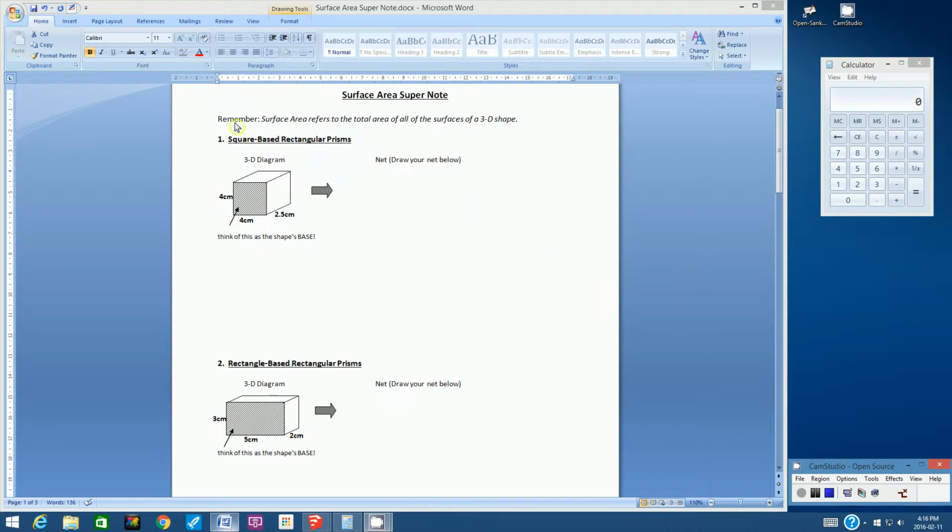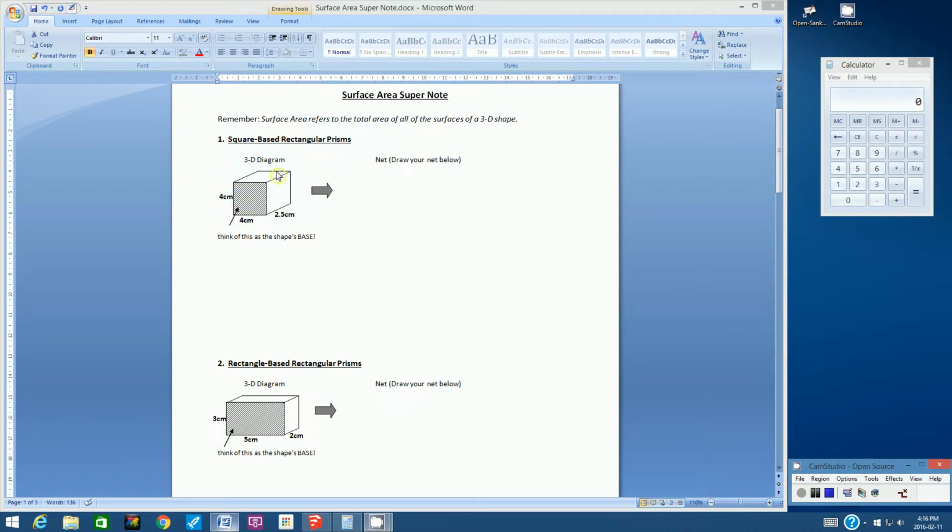Before we get started, let's read this little introductory statement. Remember, surface area refers to the total area of all of the surfaces of a 3D shape. Okay, so let's focus on the first shape, the square-based rectangular prism.